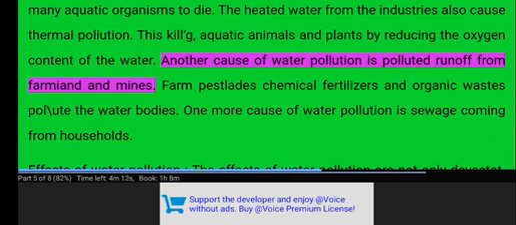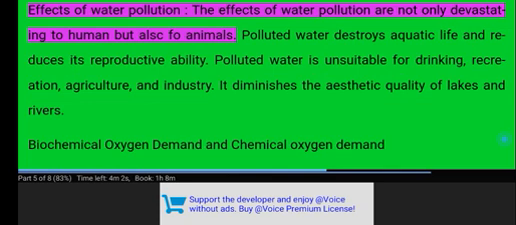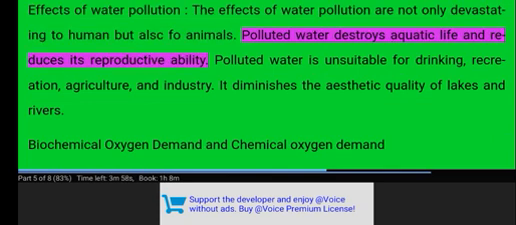Another cause of water pollution is polluted runoff from farmland and mines. Farm pesticides, chemical fertilizers and organic wastes pollute the water bodies. One more cause of water pollution is sewage coming from households. Effects of water pollution. The effects of water pollution are not only devastating to humans but also to animals. Polluted water destroys aquatic life and reduces its reproductive ability. Polluted water is unsuitable for drinking, recreation, agriculture, and industry. It diminishes the aesthetic quality of lakes and rivers.